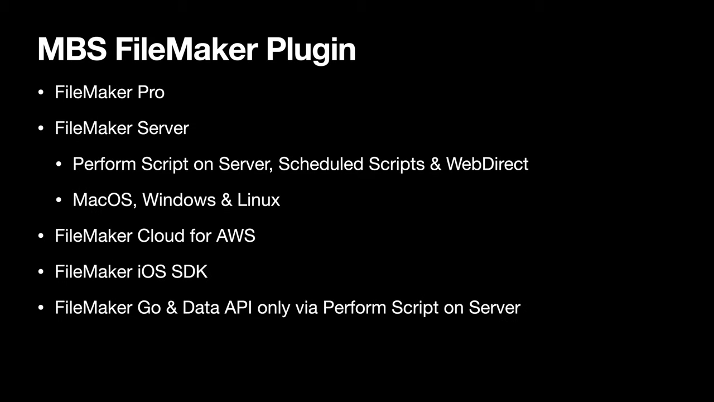Speaking of FileMaker versions supported, you can use our plugin on the desktop on macOS and Windows in FileMaker Pro. You can use it on the server, and if you install it on the server, there's one installation folder for perform script on server and scheduled scripts, and a second folder where you install the plugin for WebDirect. Our MBS plugin works on macOS, Windows, and Linux. So if you get one of those new FileMaker 19 Linux servers, you can try it there. We support the FileMaker Cloud for AWS, where you can install the Linux version of our plugin and use it on your AWS server. The new cloud is a different thing and is not supported by the plugins currently.